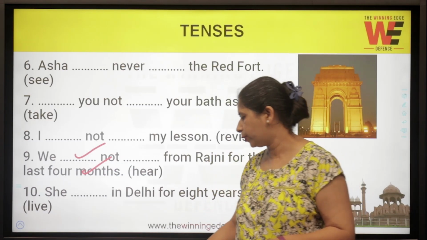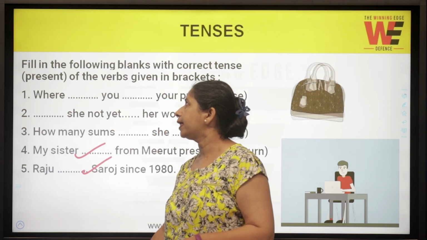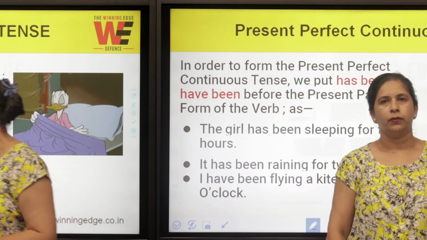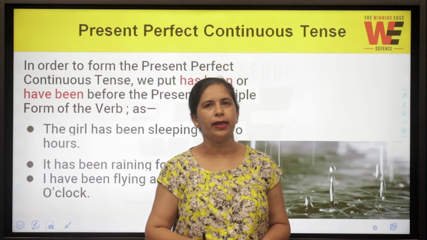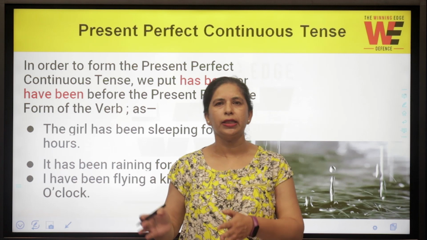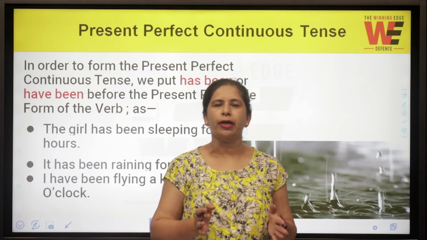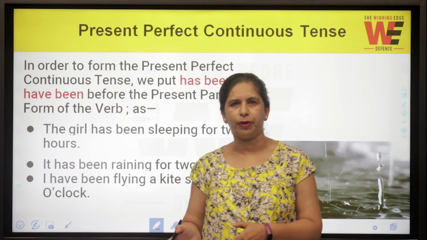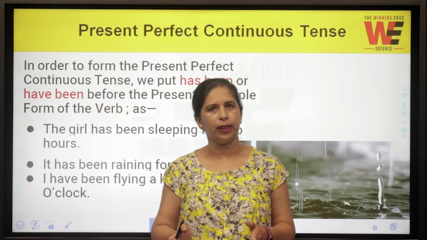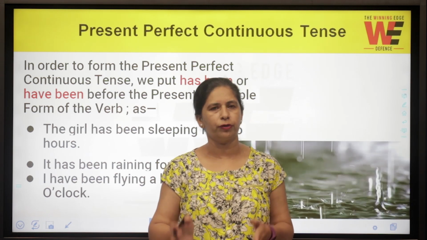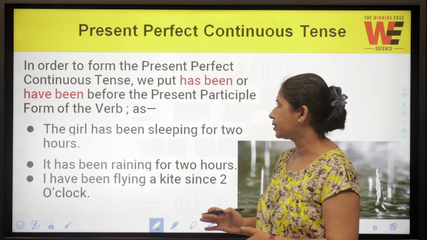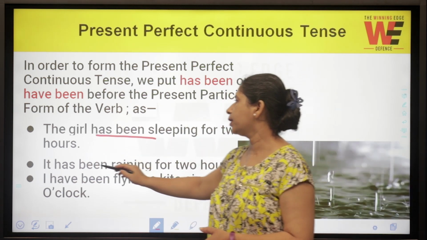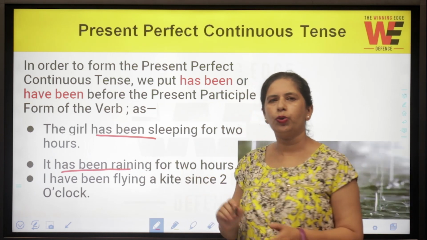So I hope you are clear with the concept of tenses. The tenses that we have just practiced was present perfect tense. Okay. So the last tense that we have to understand is the present perfect continuous tense. Okay. So present perfect continuous tense में, as I told you in the very beginning of the video, that we put has been or have been. हम इसमें ये दोनों यूज करते हैं before the present participle form of the verb. Okay. So जैसे कि sentence है, the girl has been sleeping for 2 hours. या it has been raining for 2 hours.